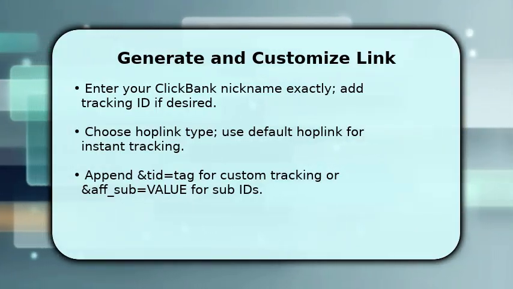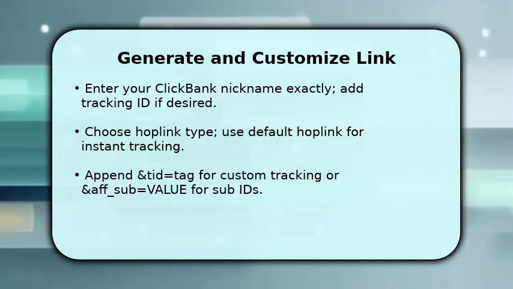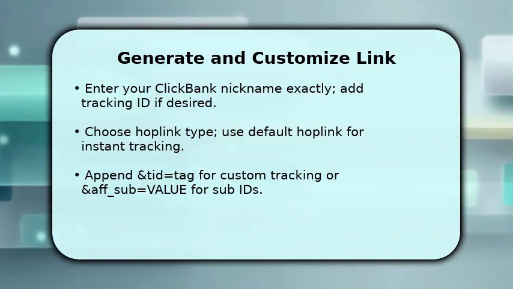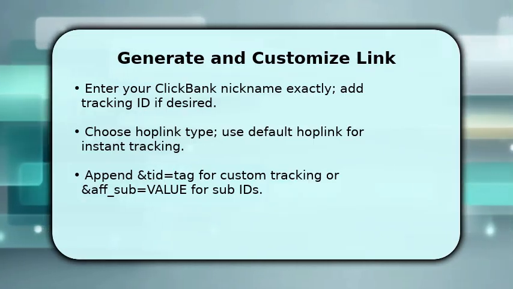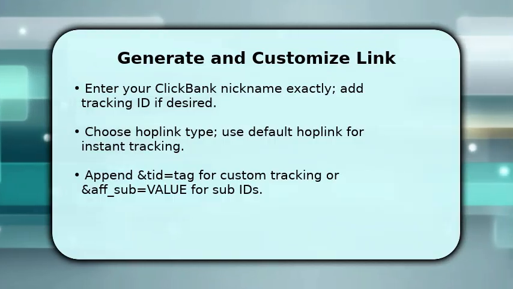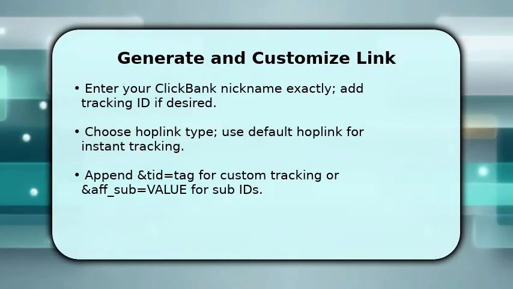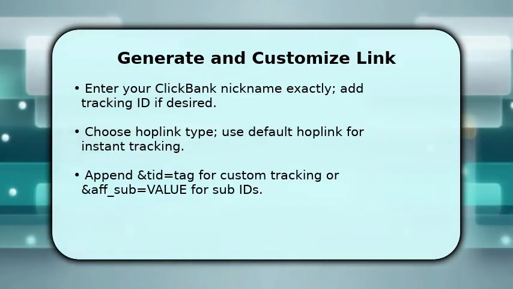Then, decide on a tracking ID, add a TID or sub-ID to segment traffic sources. This matters for optimizing campaigns. ClickBank provides a hop link, copy it. If you need deep links, replace the vendor's product page path or add parameters such as TID equals your tag or AF sub equals source to capture extra data. Finally, test the link briefly to confirm redirection works before distribution.